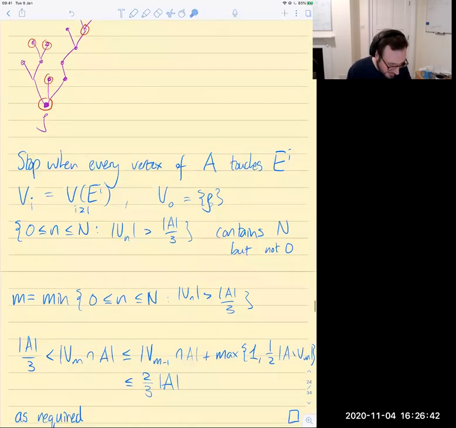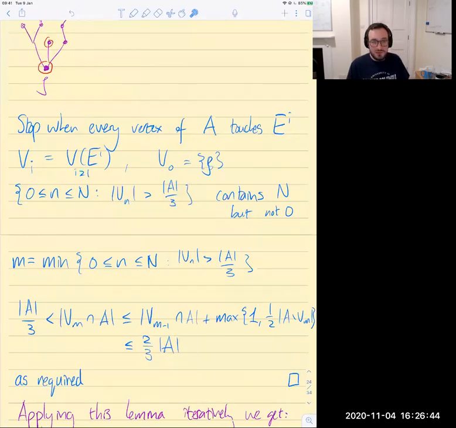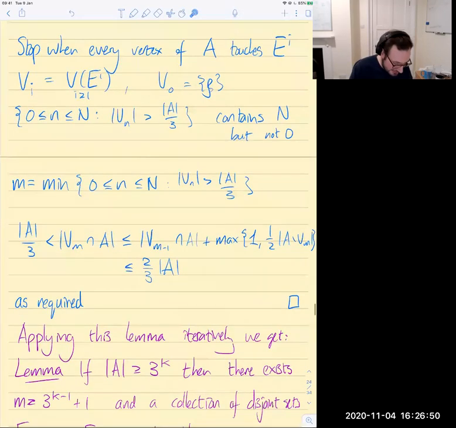So I can take n to be the minimum of the set, and n will not be 0. And what you can see is for this value of n, I certainly get that the intersection of Vn with A is bigger than the size of A over 3 because that's how it was defined. But also the previous step, the intersection was smaller than A over 3, and it can't increase by too much just because we're always increasing it by as little as possible at every step. So if you follow through the algebra, what you get is that at this first time where you switch to being larger than A over 3, you're between A over 3 and 2A over 3, which is what we wanted.